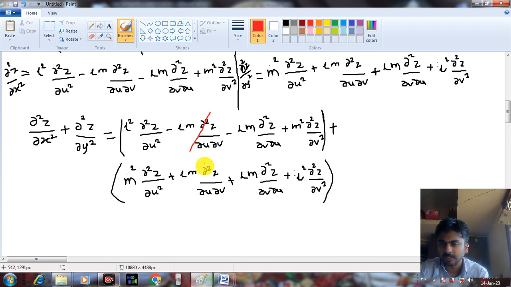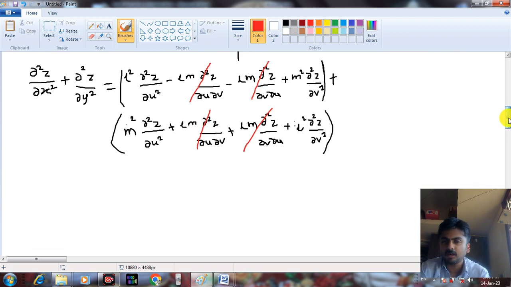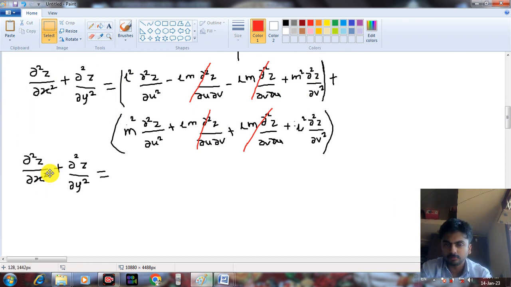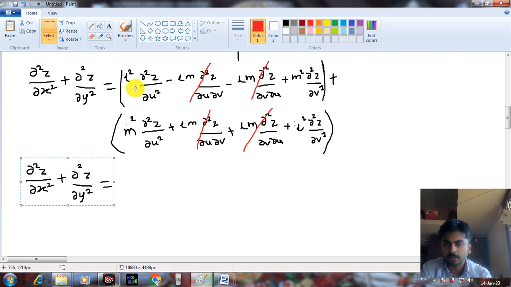So here this term and this term will get cancelled, and this term and this term will get cancelled, and so we get the result: dou square z by dou x square plus dou square z by dou y square equals L square of dou square z by dou u square plus L square of dou square z by dou v square plus m square of dou square z by dou v square.